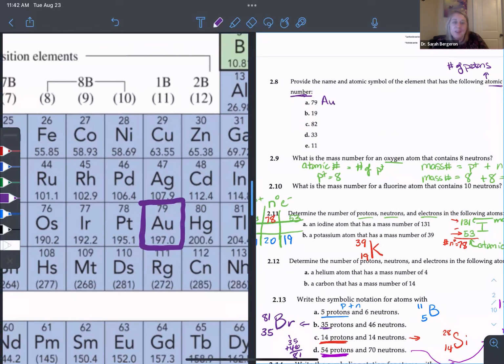And remember how I said there were some that were based on their Latin names? This is one of them. So AU is gold. AU is gold.